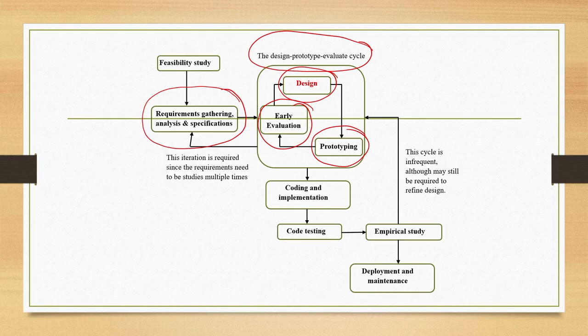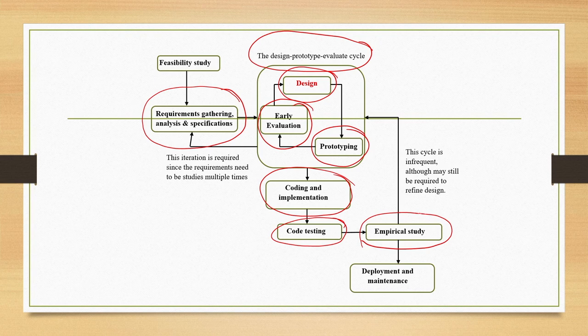Now, once we are ready with a system design, then we go for the next stage, that is coding or implementation of the design. This is followed by testing of the code. So, at the end, what we get? We get an executable system. Once the system is ready and executable, we go for another stage called empirical study. In this stage, we test for usability of the end product. Now, empirical study is different than code testing, and we shall have detailed discussion on these stages in later lectures.